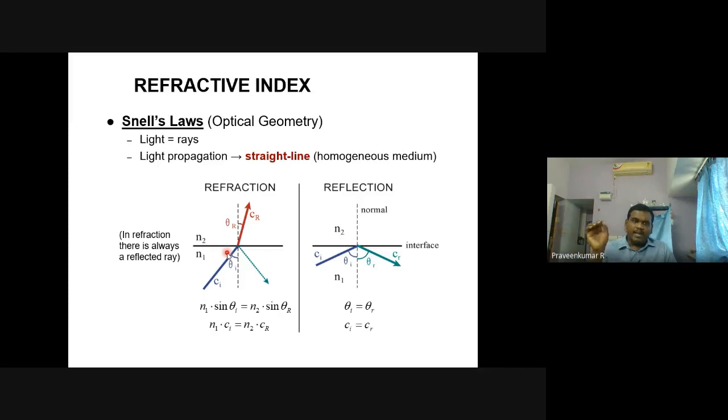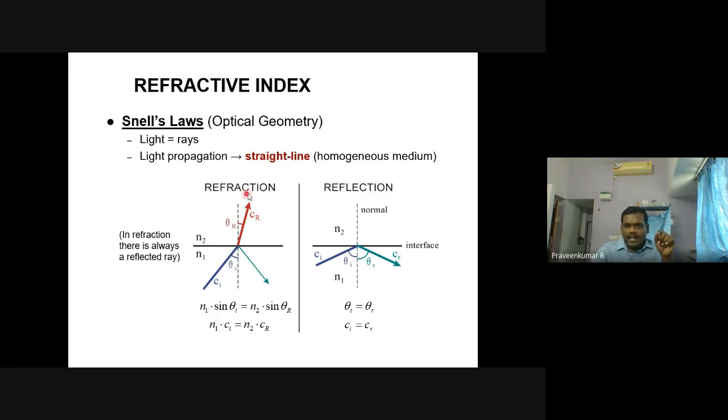Or simply I can say N1 is always greater than N2. You have to ensure that the N1 value is higher than N2. Then only the maximum optical signal, or maximum amount of information, will be transmitted to your optical fiber material. So this is N1 and this is N2. That is the basic characteristic. N1 should always be greater than N2. That is the main thing.